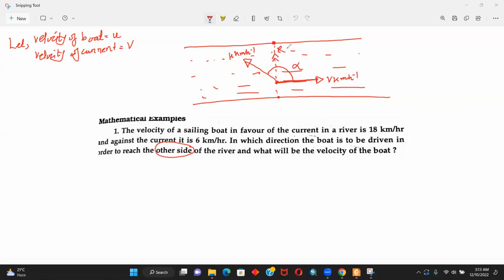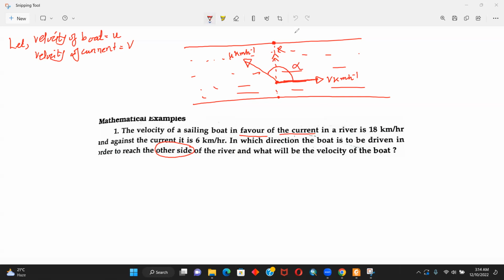Whenever you are doing any math or physics, especially Newtonian mechanics, which involves velocity or force, it's really necessary that you draw a picture of the whole scenario. Okay, are you done? Yes. Okay, so now see what they have said in favor of the current.